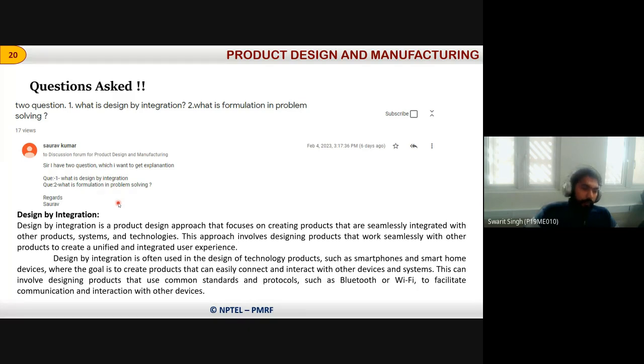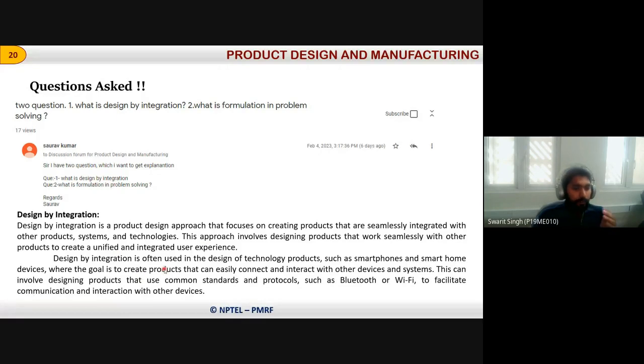So first of all, what is design by integration? Design by integration is a product design approach that focuses on creating products that are seamlessly integrated with other products, systems, and technologies. So we are integrating different product systems and technologies to create a design. This approach involves designing products that work seamlessly with other products to create a unified and integrated user experience.